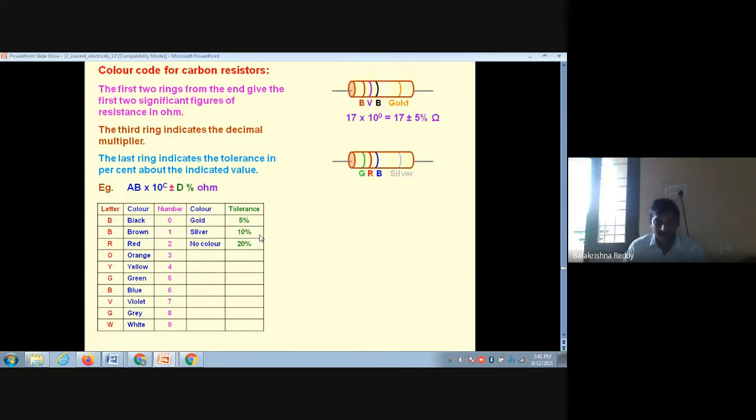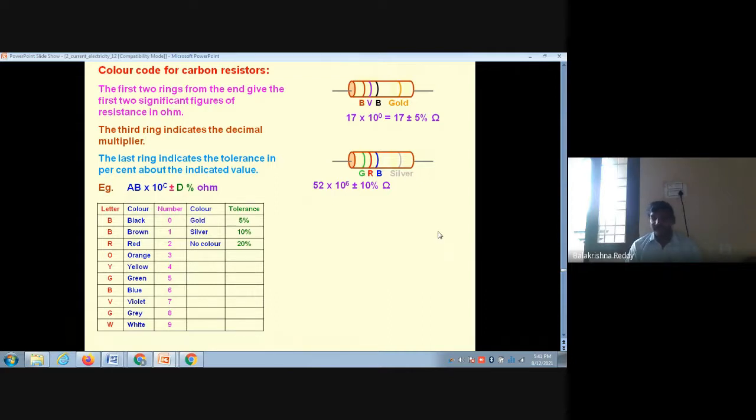The silver color is the tolerance, 10%. So 52 into 10 to the power of 6, plus or minus 10%. 10% is the tolerance, either positive or negative. So this is the way we detect the value of the resistance with the help of the table.